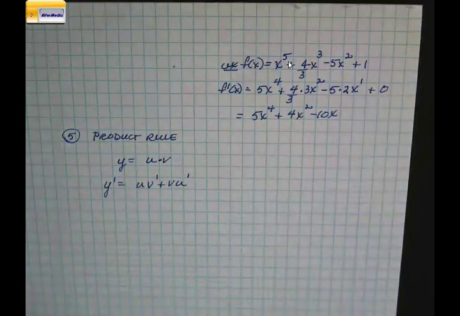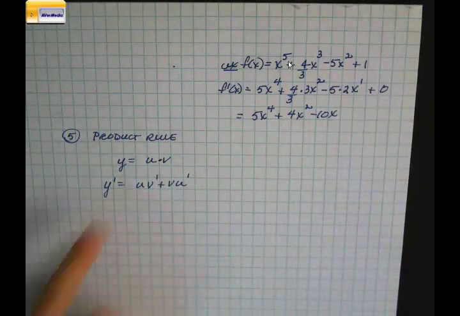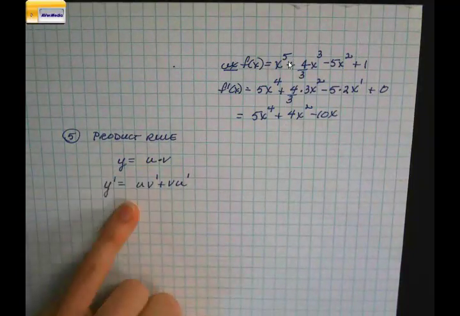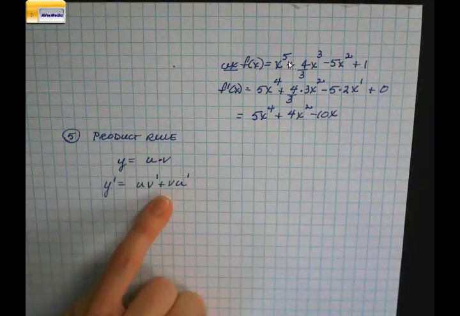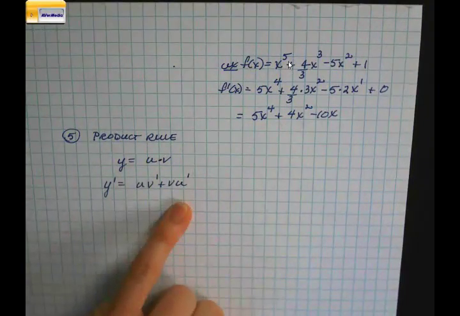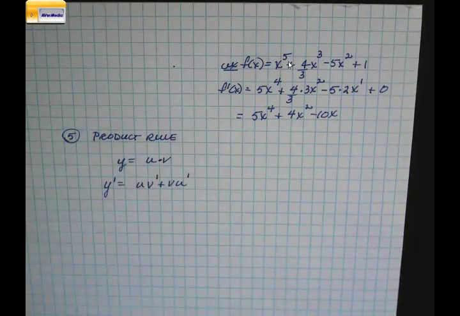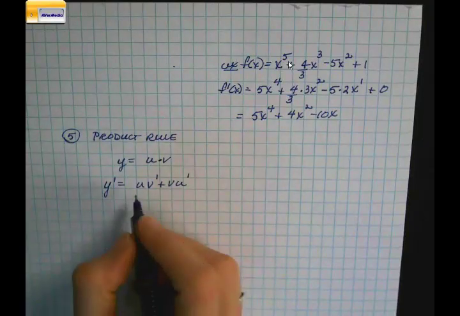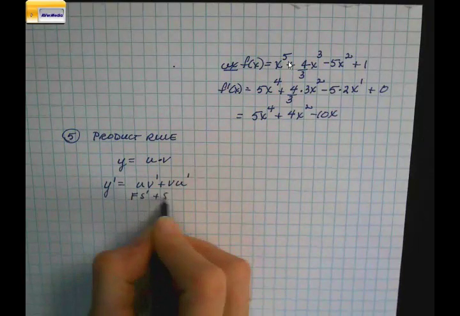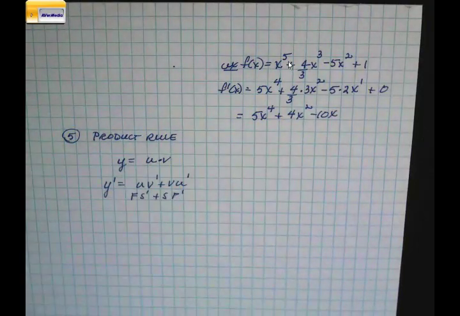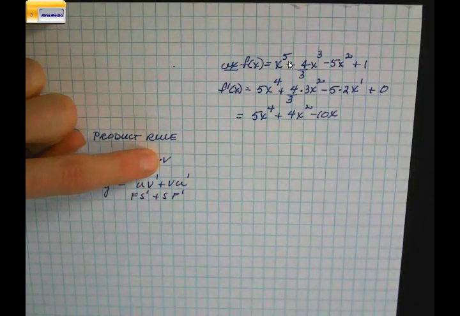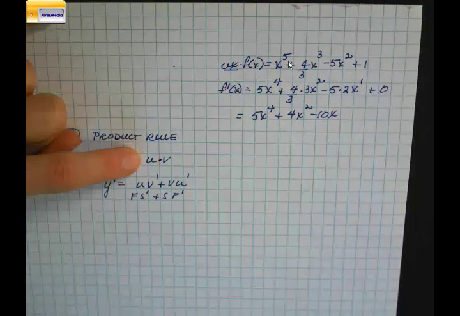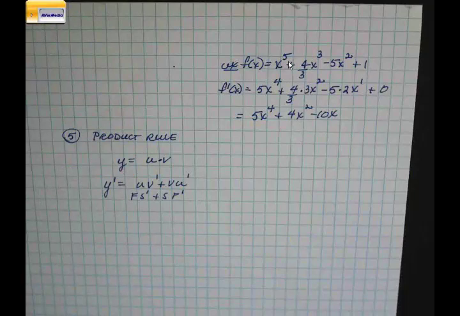And the way you hear a tutor or a math teacher, or you're going to learn this in your head, we say the first, u, times the derivative of the second, plus the second, v, times the derivative of the first. So really what I'm thinking, and you'll hear me say it as I teach it, is the first times the derivative of the second plus the second times the derivative of the first. Okay, and you'll learn that pattern.